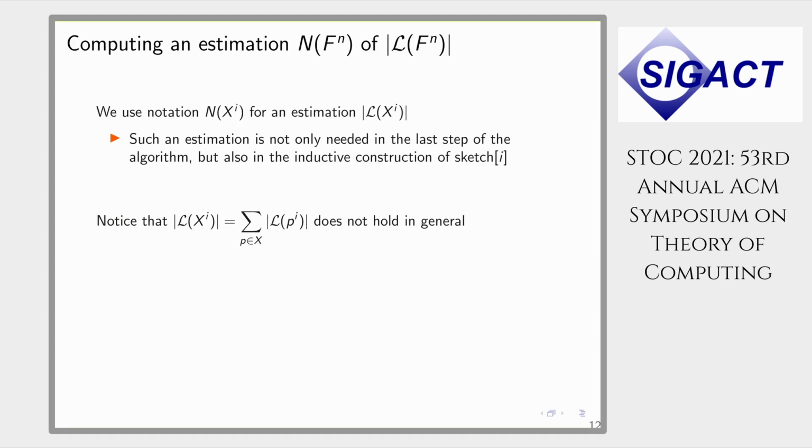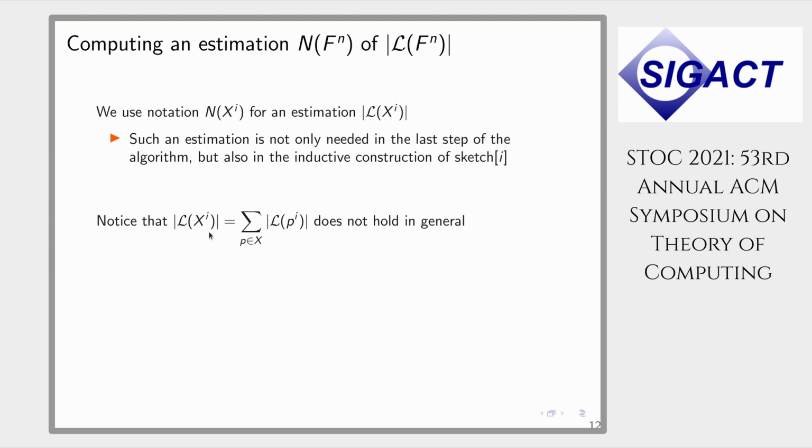Okay, so let me use the following notation. We use the notation N of Xi for an estimation of this set, this L of Xi. And remember that I'm using X for a set of states. Such an estimation is not only needed for the last step, when we need to compute this N of Fn, it's also used in the inductive construction of this sketch of i.